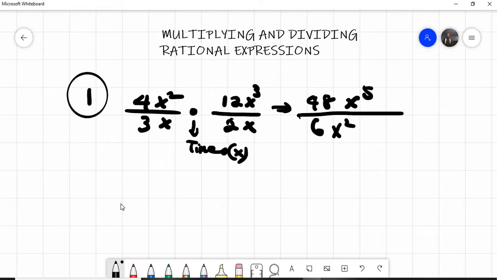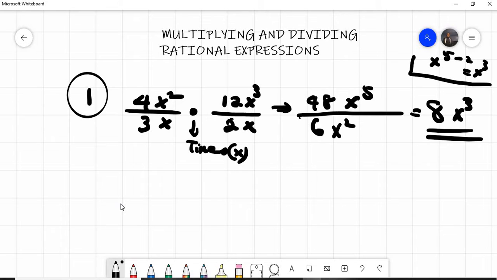Now 48 divided by 6 is 8, and then 5 minus 2, because when dividing we subtract the powers, so x to the 5th minus 2 is x cubed. So this one is going to be 8x cubed. So that is one way we can do it.